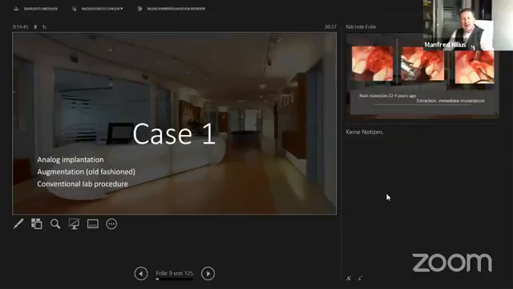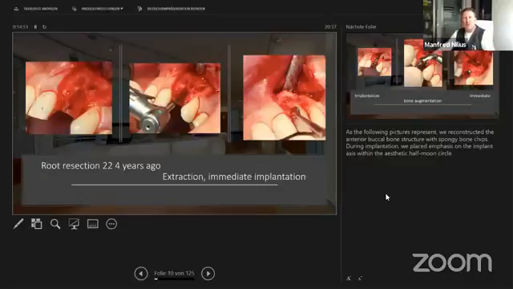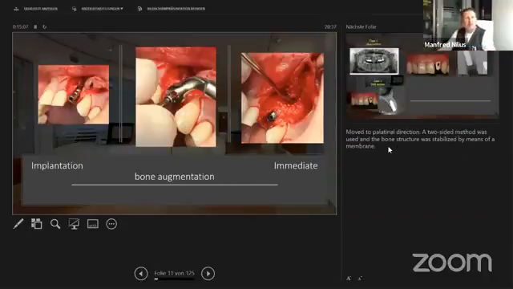Case 1. So let's first go to the analog implantation and augmentation in the conventional lab. This is what we do today. We have a defect in the incisor. It was root resected. As you can see here, there is root resorption as well on the natural root. The buccal bone structure is defective, and we put in the implant. Then we make an augmentation, and sometimes we do an immediate loading, but in this case not. It's a 1-wall defect, so we have 3 walls as well for stabilization, but normally I don't go this way.